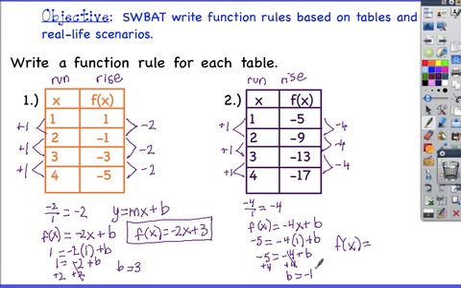When I plug this back in over here, we get negative 4x minus 1. And now we should test that out to see if it works. When I substitute 1, we'd get negative 4 minus 1, or negative 5. Substitute 2, you have negative 8 minus 1, which is negative 9. Substitute 3, negative 12 minus 1 is negative 13. And substitute 4, negative 16 minus 1 is negative 17.